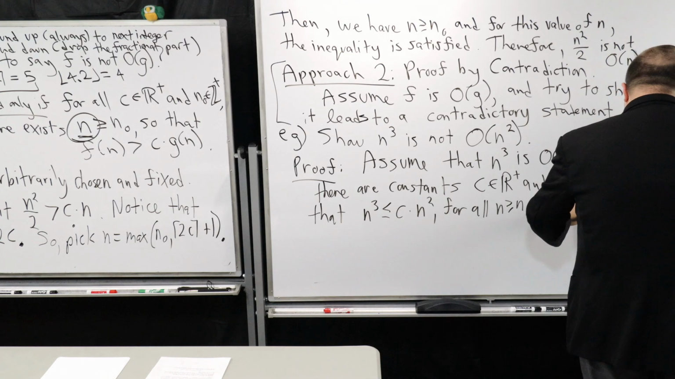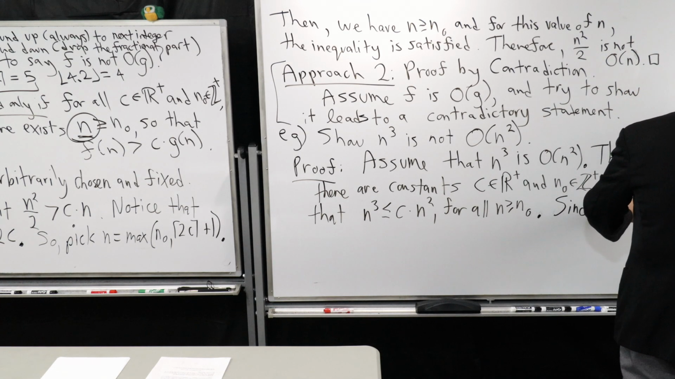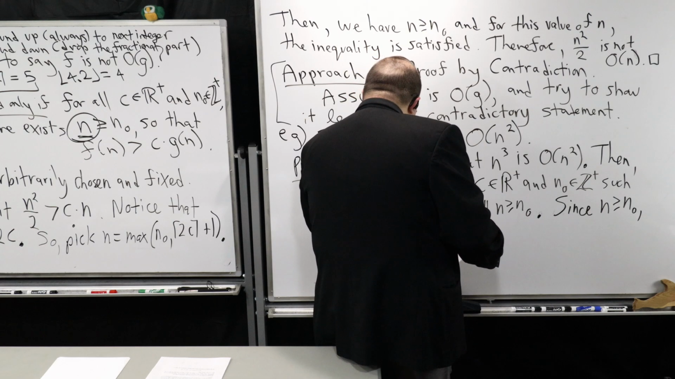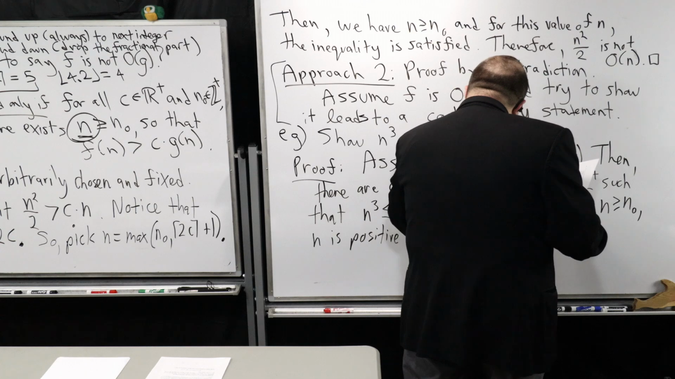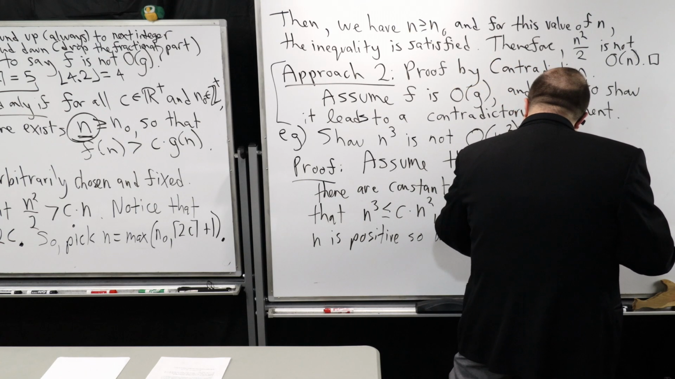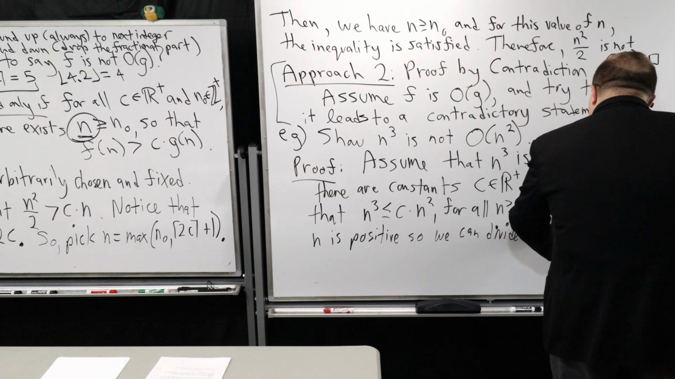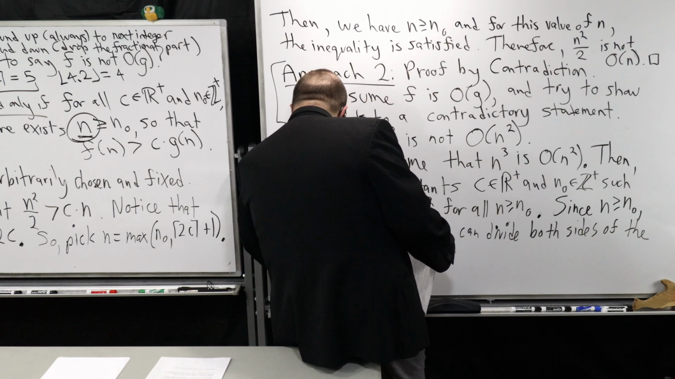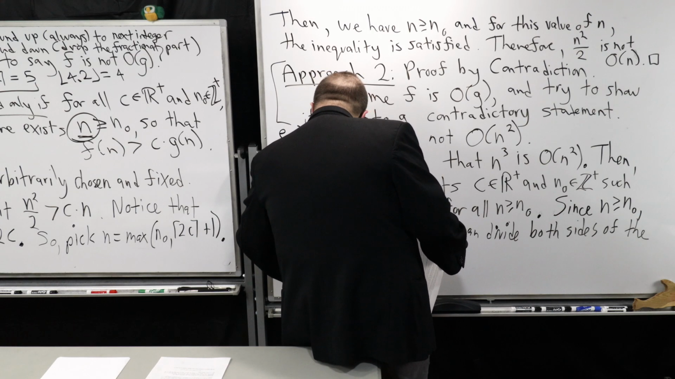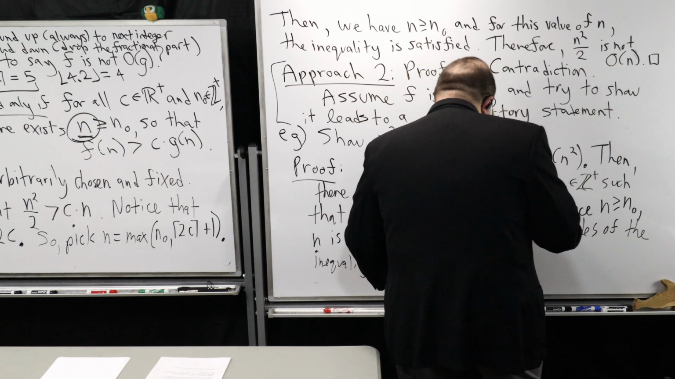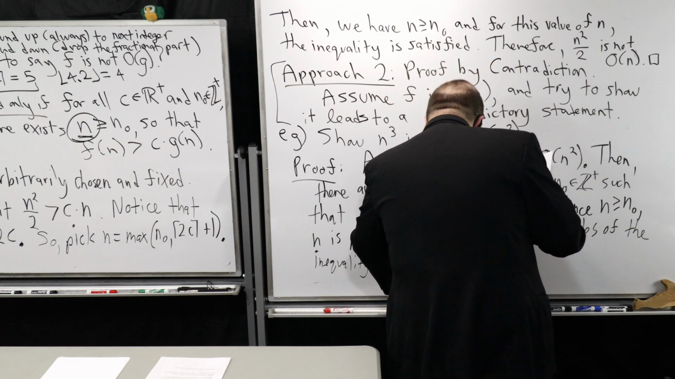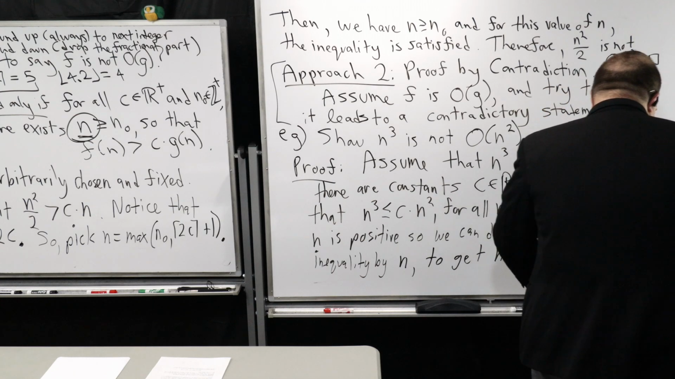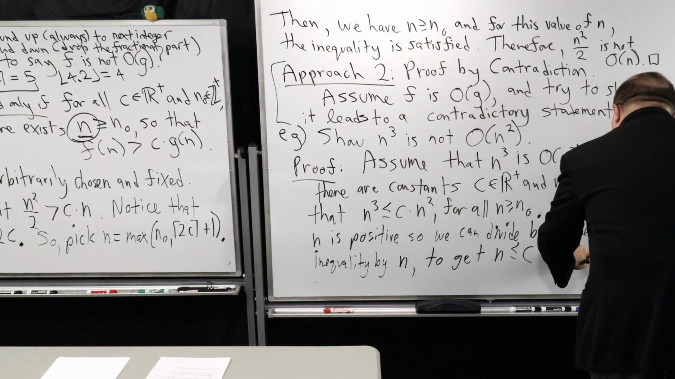Since n is greater than or equal to n0, n is positive, so we can divide both sides of the inequality by n squared to get n is less than or equal to c for all n greater or equal to n0.